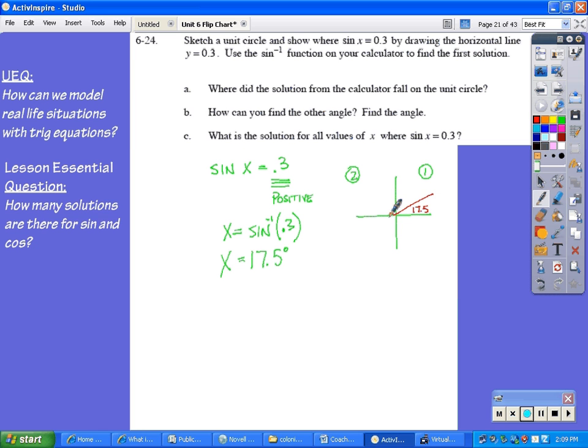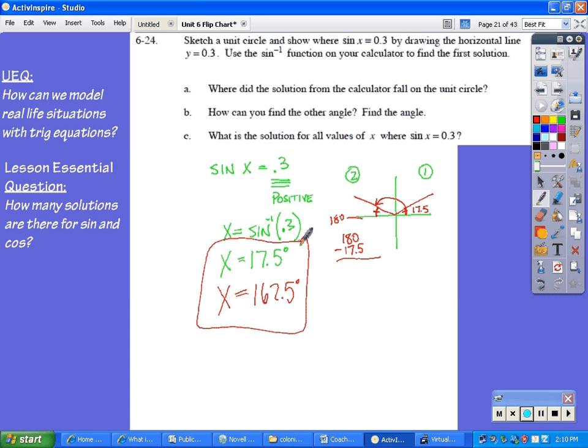My second answer is in the second quadrant. It has the same reference angle. These two references are the same. But I have to do a little work. Use 180 minus 17.5, which will give me this whole angle that I'm in search of. So x could also equal 180 minus 17.5. So what is that? 162.5 degrees. So you have two possible solutions. We have to make sure we're aware of that.